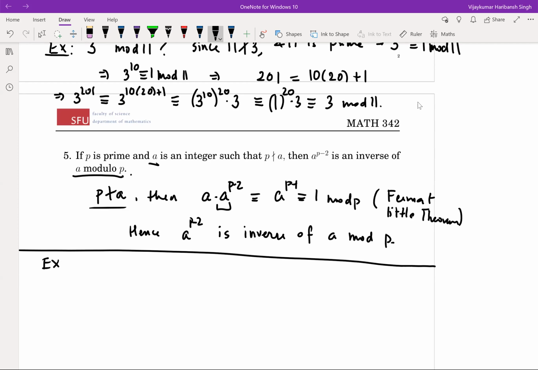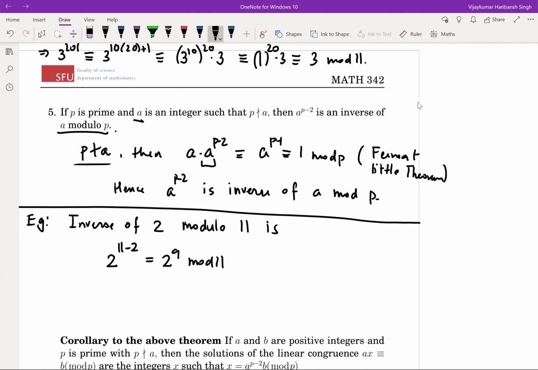So, example. We are looking at the inverse of 2 modulo 11. It is 2 to the power 11 minus 2, p minus 2, right? Which is going to be 2 to the power 9 mod 11. If you look at 2 to the power 9 mod 11, you can break it into parts: 2 to the power 5 times 2 to the power 4 mod 11.